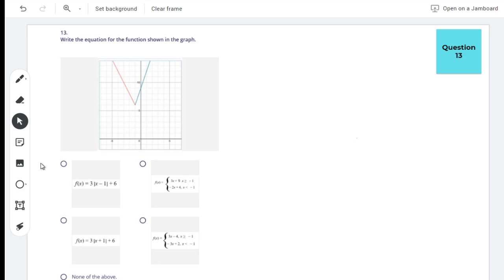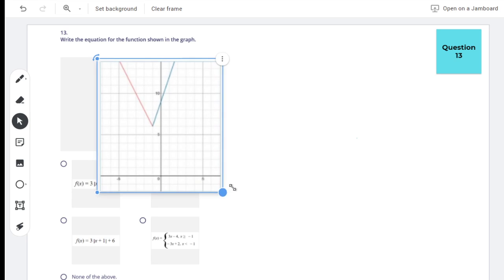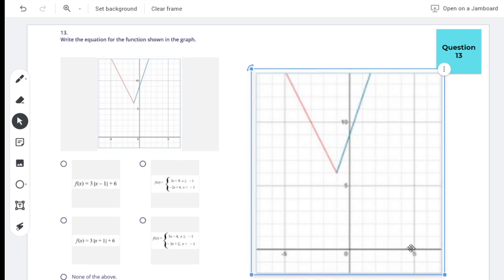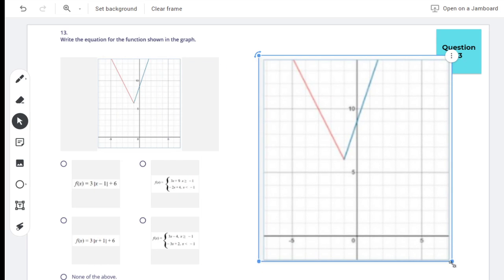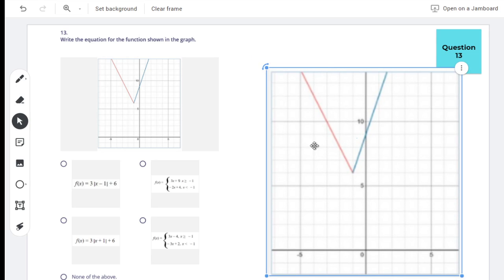The problem's asking for us to write the equation of the function shown. So the first thing I'm going to do is zoom in really far on this graph because I'm old and blind, y'all. I don't know what that says. So here's a nice big version of that graph.